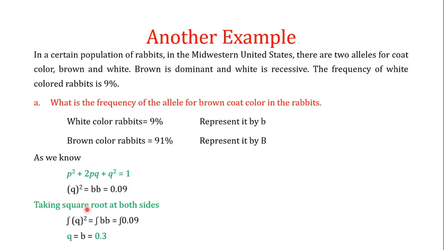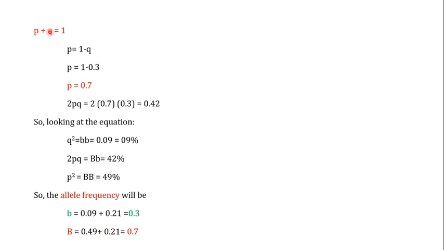As I've told you in the previous slides, if you take the square root on both sides, instead of q square you get q. Instead of small b and small b, you will have a single small b, and the square root of 0.09 gives you 0.3. Now p plus q again will be equal to 1. If you are interested in determining the value of p, you can shift the equation: p is equal to 1 minus q, because if q is shifted over here, it becomes 1 minus q.